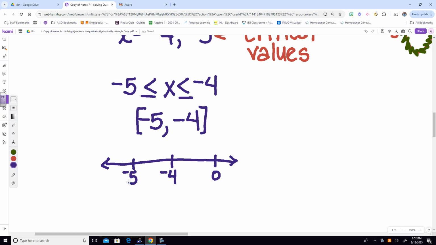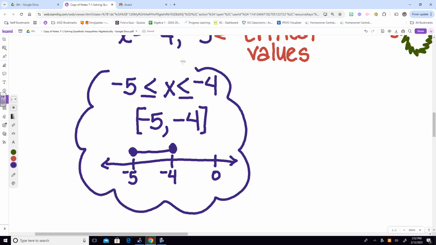Agreed? Okay. You put circles above the critical values, -4, -5. Should I leave them open or should I fill them in, close them? Fill them in because of the equal to. And then do I connect to them or disconnect them? Connect, because it's a conjunction. Everything is connected. So these are the 3 different ways to write your solution.